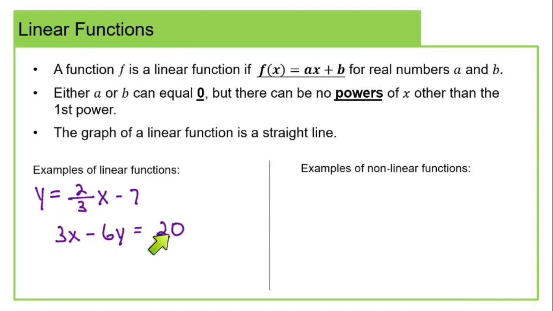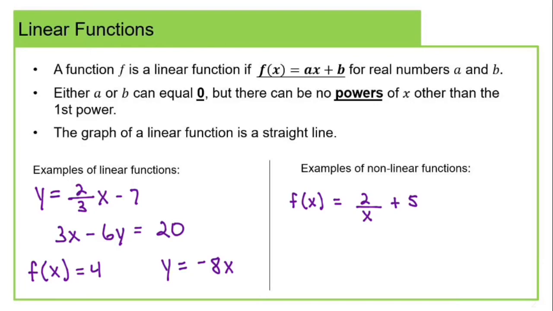3x minus 6y equals 20 is a linear function because even though it's not solved for y, you could solve it for y, and then what you would have would be an x term and a constant. F of x equals 4 is an example of a linear function where the coefficient of x is 0, and all we have is a constant. So this would graph a straight line. In fact, it would be a horizontal line. And then y equals -8x is a linear function, and this is an example of a linear function where there's no constant term. So we just have the x term.